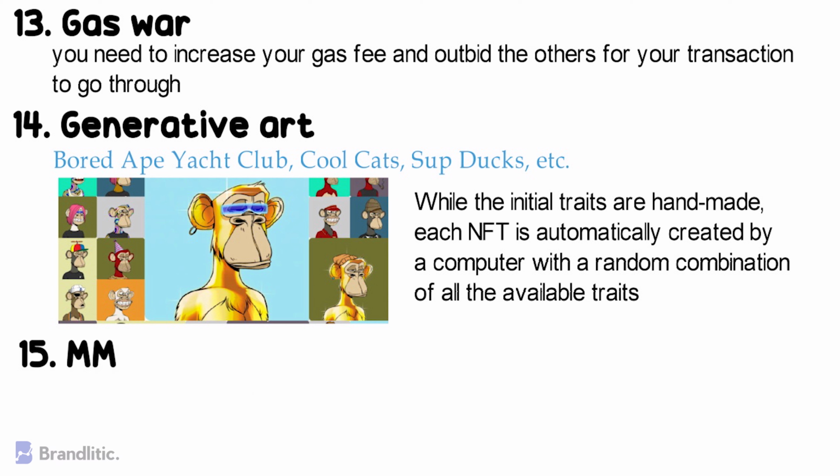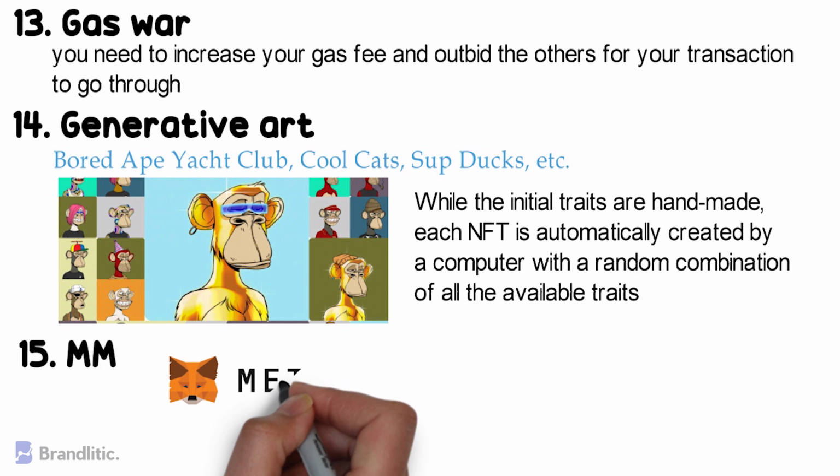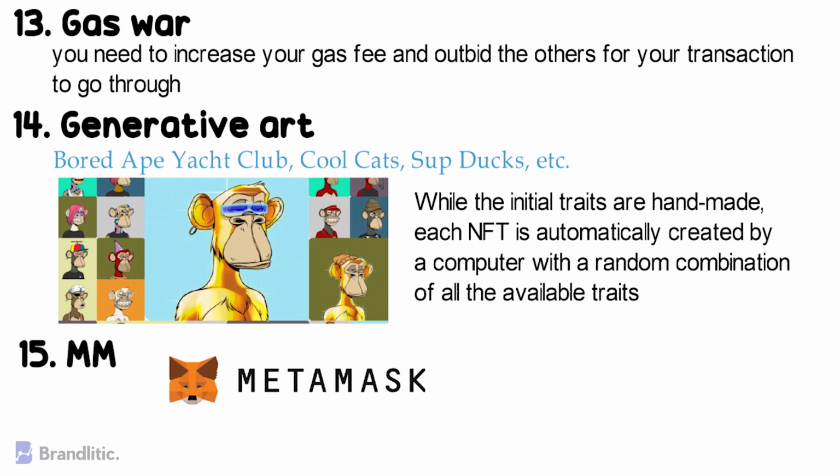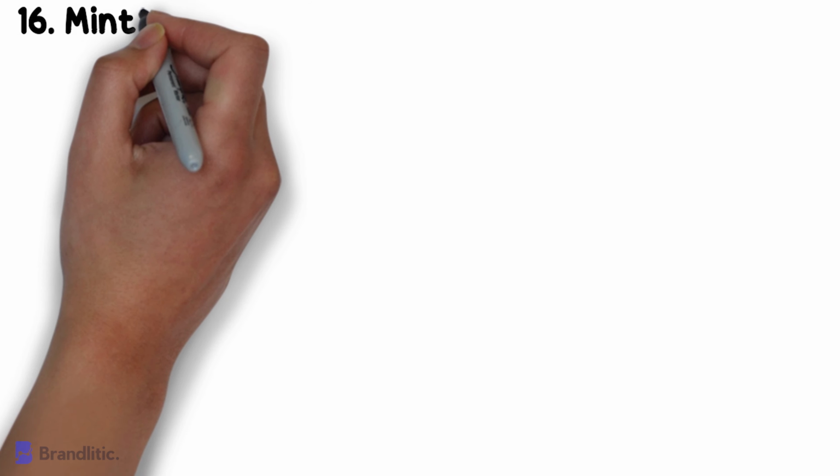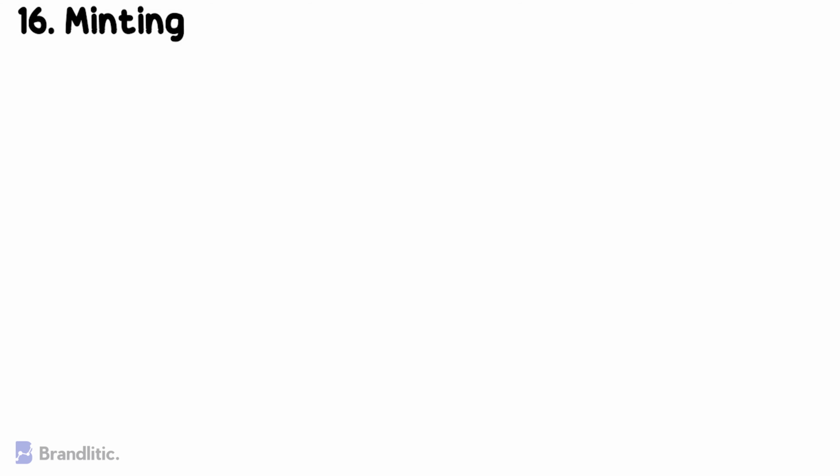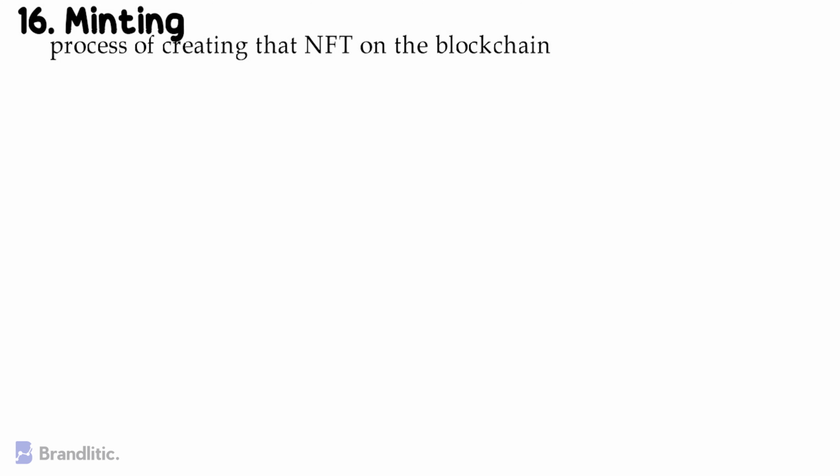Next, number 15, MM. Now MM is shorthand for MetaMask, the most popular NFT wallet in the Ethereum ecosystem. Next, number 16, minting. When you're buying a completely new NFT from the creator, you're minting it. It's basically the process of creating that NFT on the blockchain.